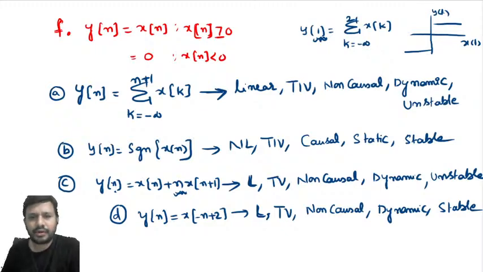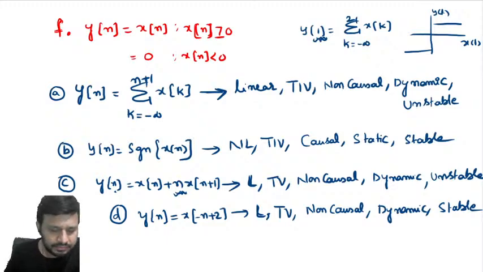Linear, time variant, non-causal, dynamic, stable system. Important examples: A, B, C, D, E.